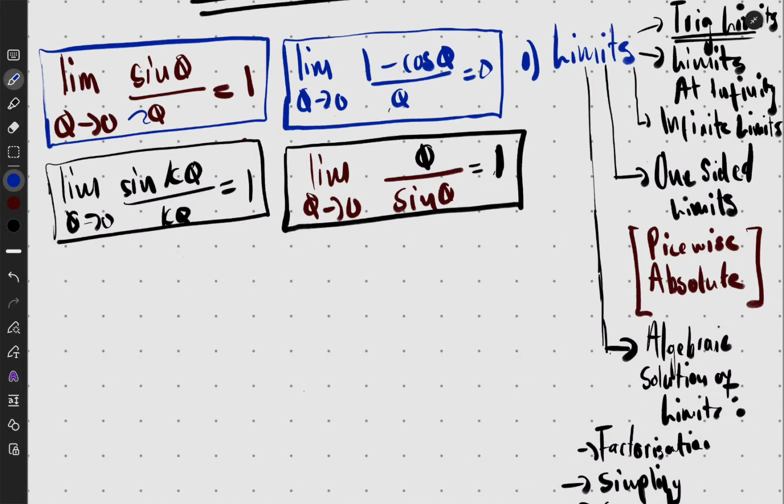The limit as theta goes to 0 of sine theta over theta is equal to 1. The limit as theta goes to 0 of sine k theta over k theta is equal to 1. Make sure you know these, and then you will be able to solve.